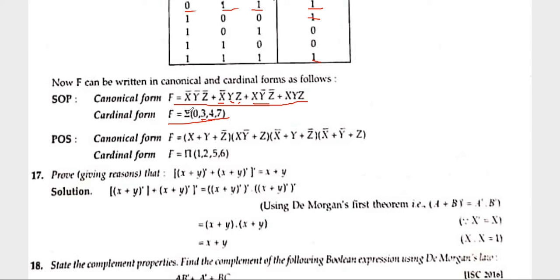F is equal to the summation symbol, and 0, 3, 4, 7. In this case, the result we are getting here is 0347. This will be the cardinal form. So this is the difference between the cardinal and canonical form. The same Boolean expression will be represented in two ways, cardinal and canonical form.